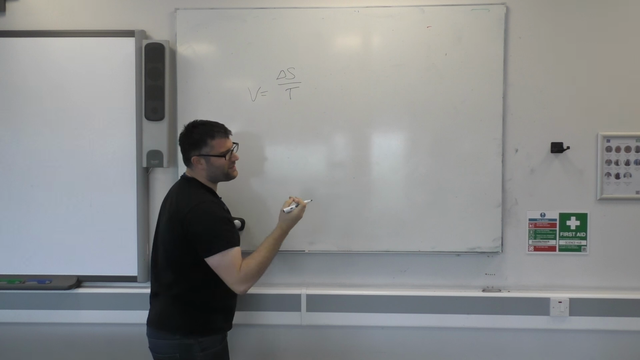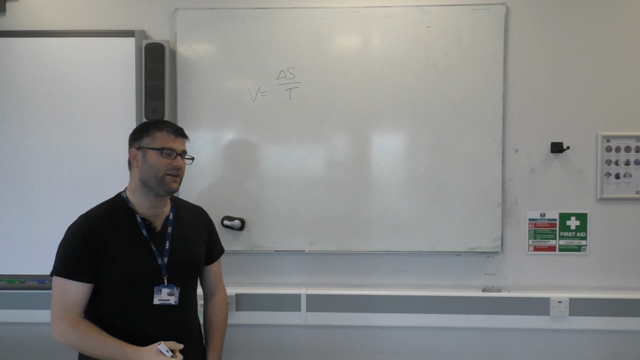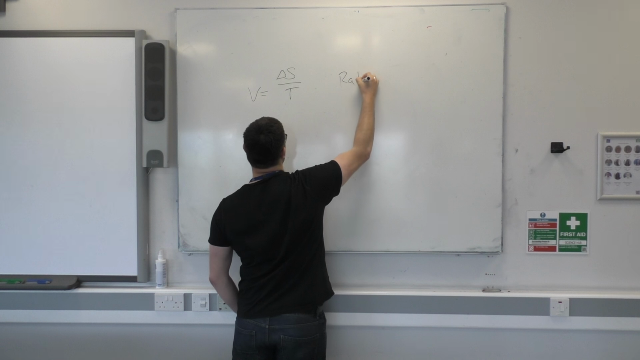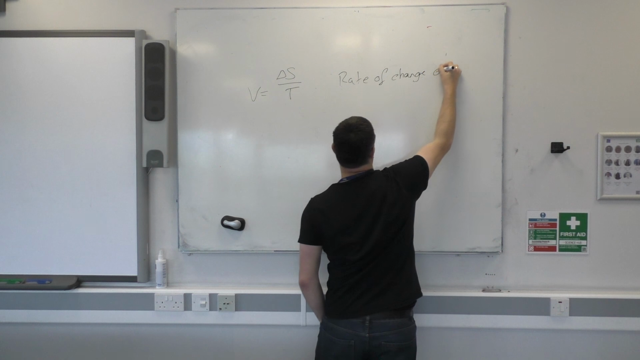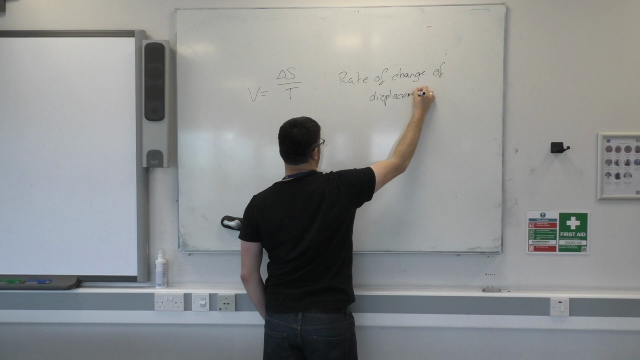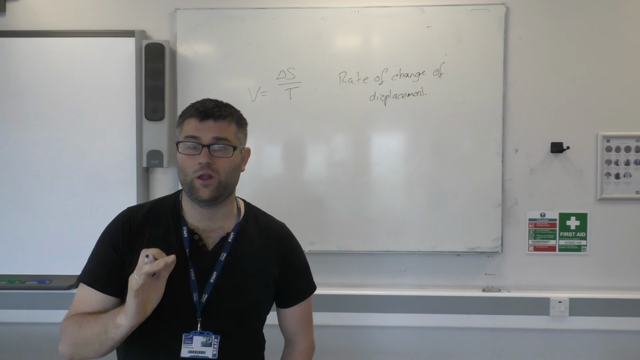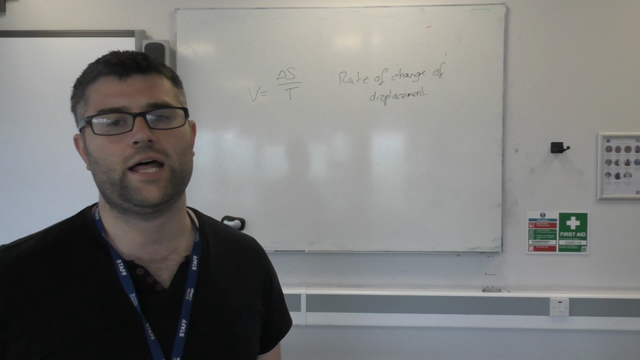Now, how can we write this in words? If we were asked to define this in an exam, what would we say? Well, the best way of putting an equation like this in words is saying the rate of change of displacement. Now, that can be used for lots of other things. You're going to see that in acceleration and even in momentum when we study that later on.